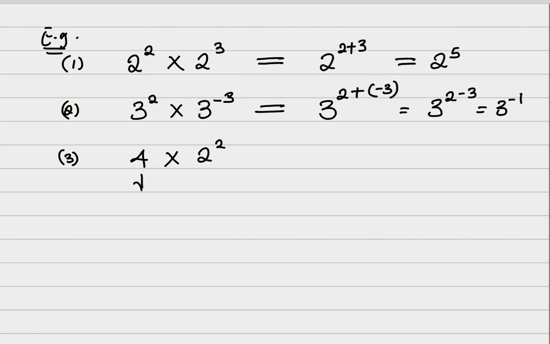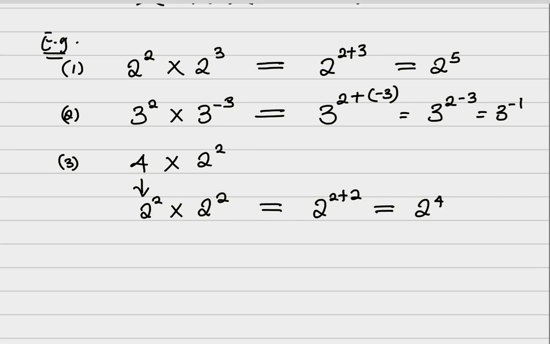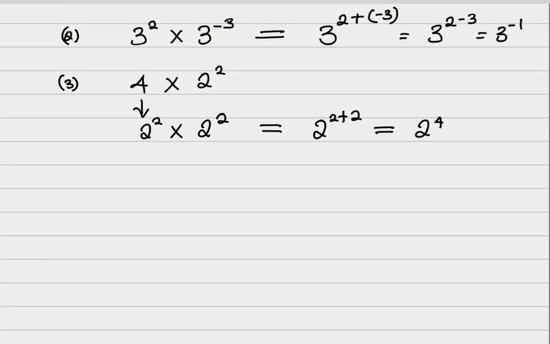Yes, I can write this 4 in index form, which is 2 raised to power 2, then times 2 raised to power 2. And my answer based on this multiplication law is going to be 2 raised to power 2 plus 2, because now their bases are the same. So you now add the powers, and the answer is going to be 2 raised to power 4. So we are done on that. So we are through with the first multiplication law.